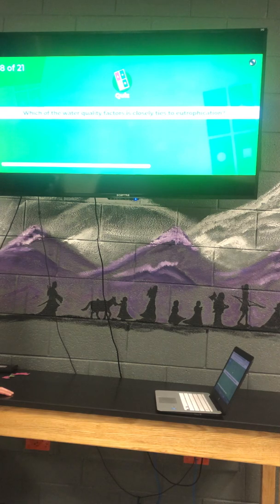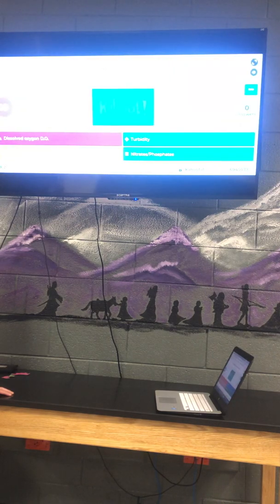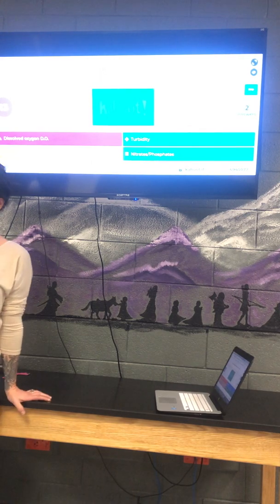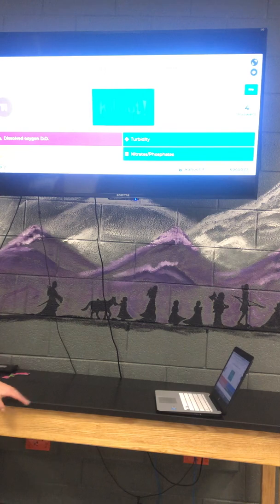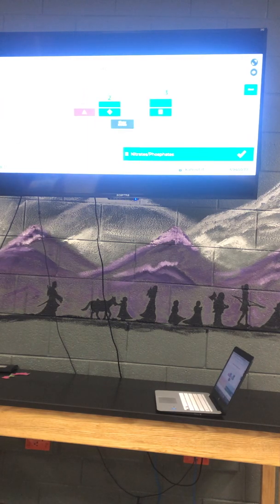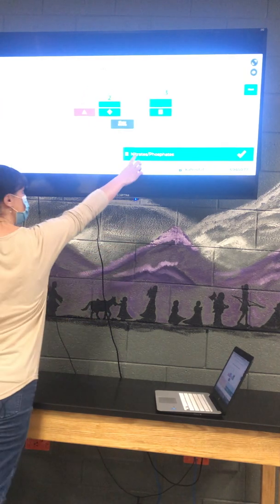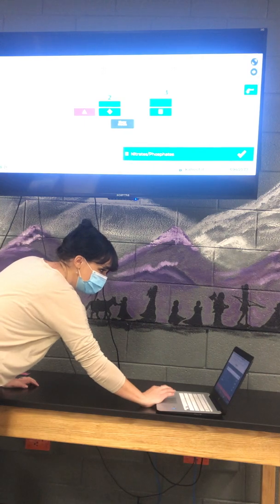Which of the water quality factors is closely tied to eutrophication? Eutrophication is fertilizers, too many nutrients getting in the water. So which one of those would it be polluted by? Okay, so nitrates and phosphates, that's what you find in fertilizers.